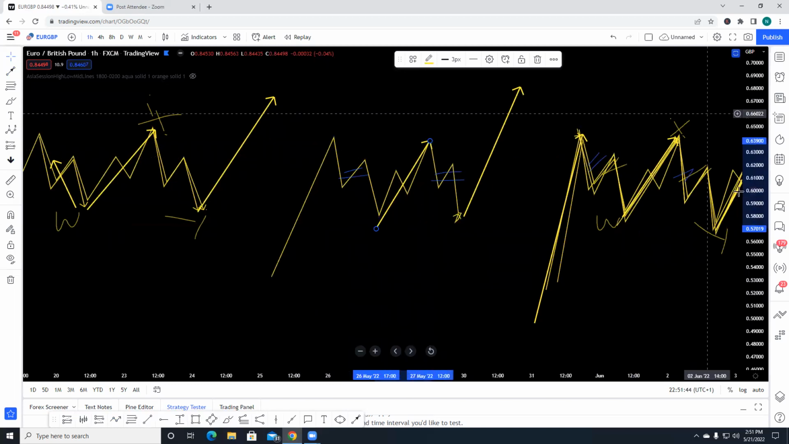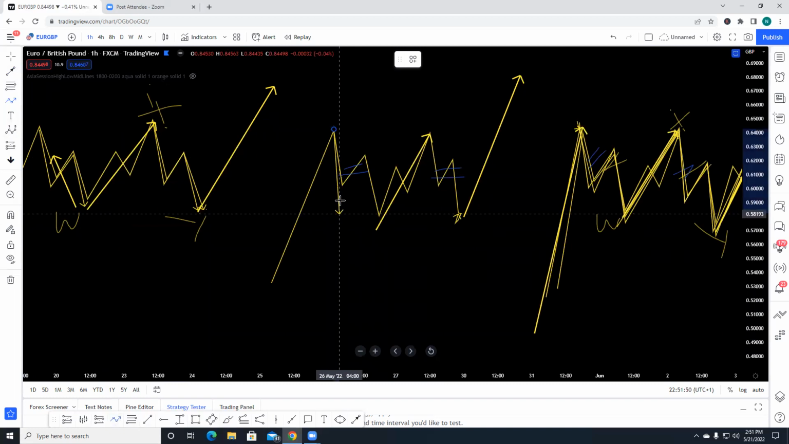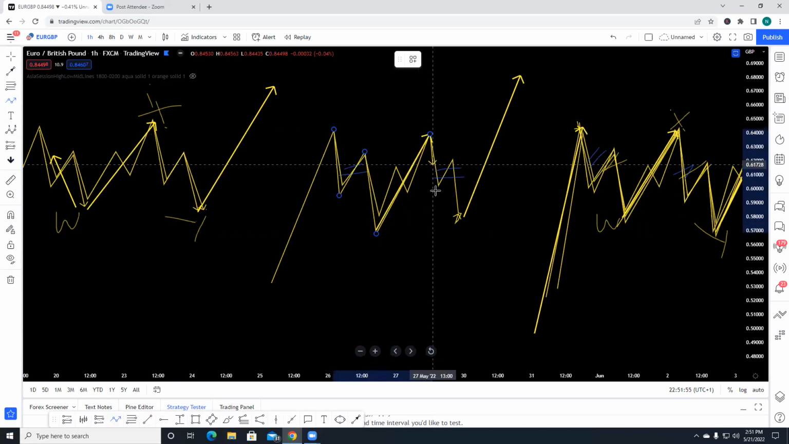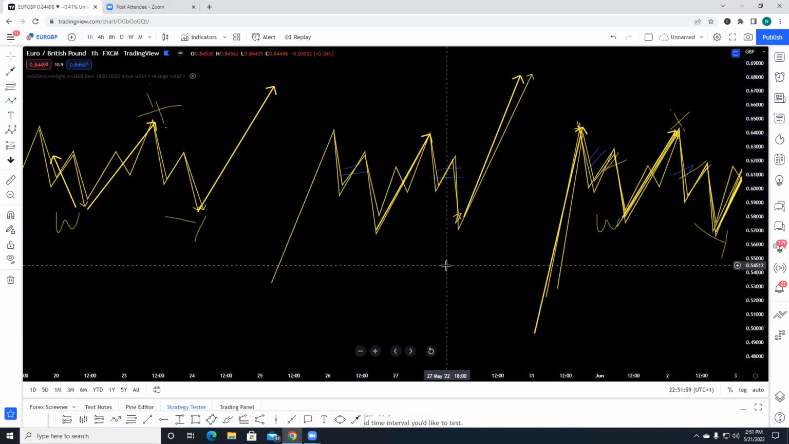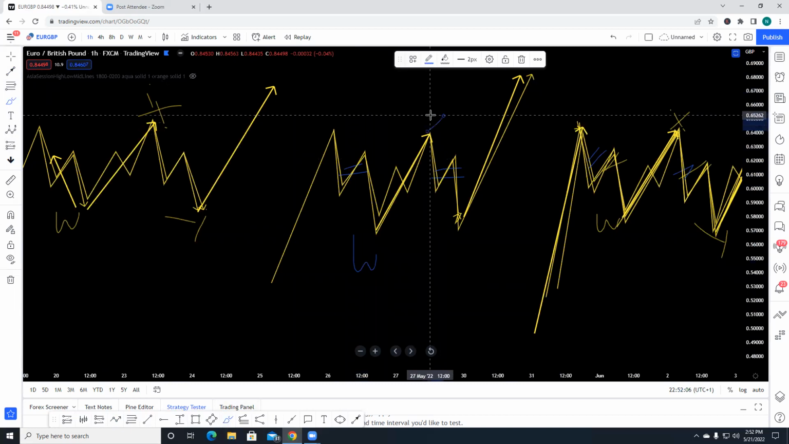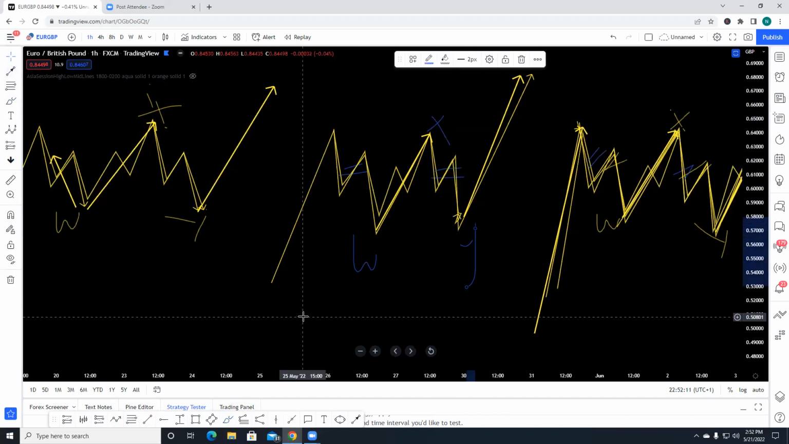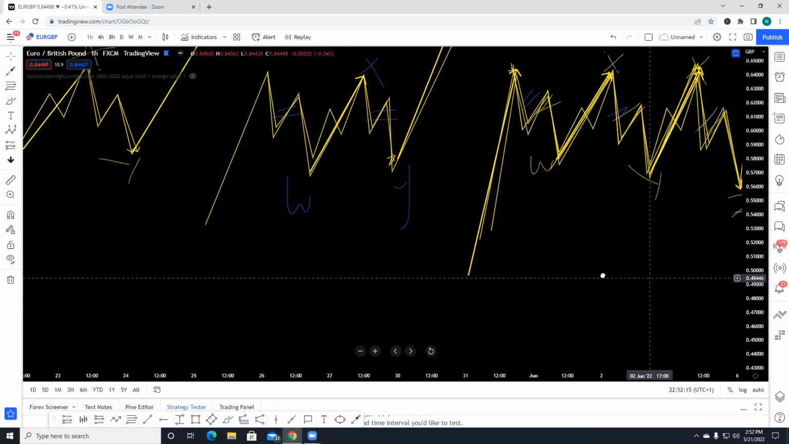So this can be a seven swing sequence. Why is it a seven swing sequence, guys? This is one. This is two. This is three. The whole of this one is four, five, six, and seven. Then you have a move to the upside. Very simple, guys. And you label this one WXY structure. Do you see it, guys? So this is what is called a combination corrective structure.